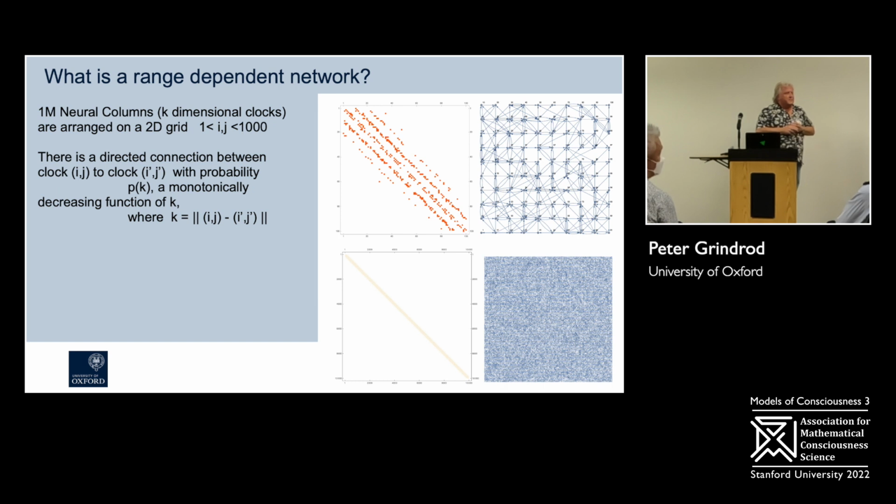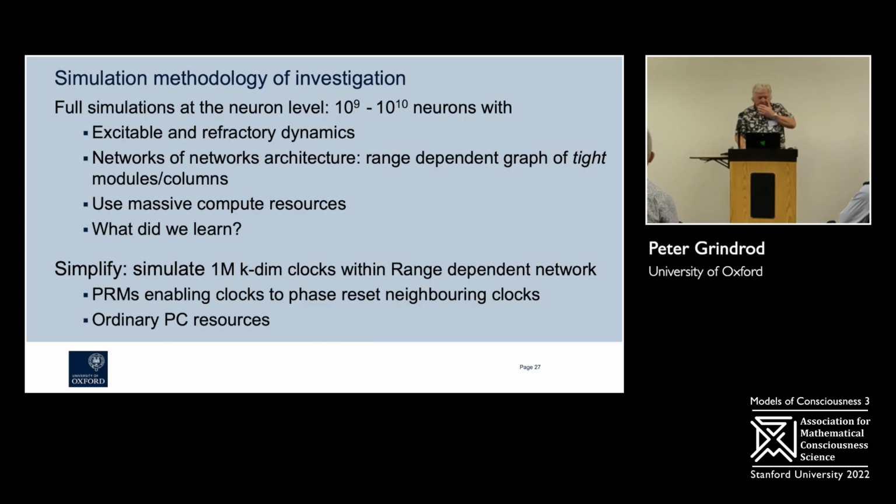So we could simulate the whole thing with all the neurons if we had a computer big enough. Or we could say, well, maybe we can't do that. Let's model it. So the simulation methodology would be a full simulation that would have, I should say, 10 billion neurons, not neutrons. They're excitable and refractory. You've got the network architecture, we've seen that. And you've got these modules and columns, in which case you're going to have 10,000 neurons in each column. It's going to be a lot of work.